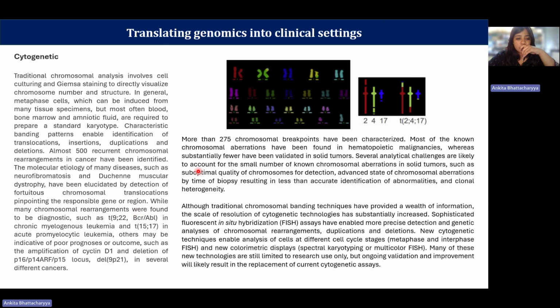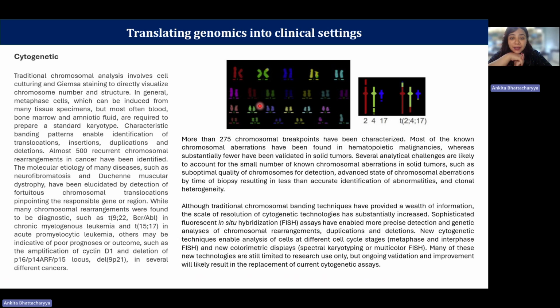And also sometimes you can have deletion as well in certain loci, which can also become an oncogenic event. Now, most of the known chromosomal aberrations have been found in hematopoietic malignancies, whereas substantially fewer have been validated in solid tumors.